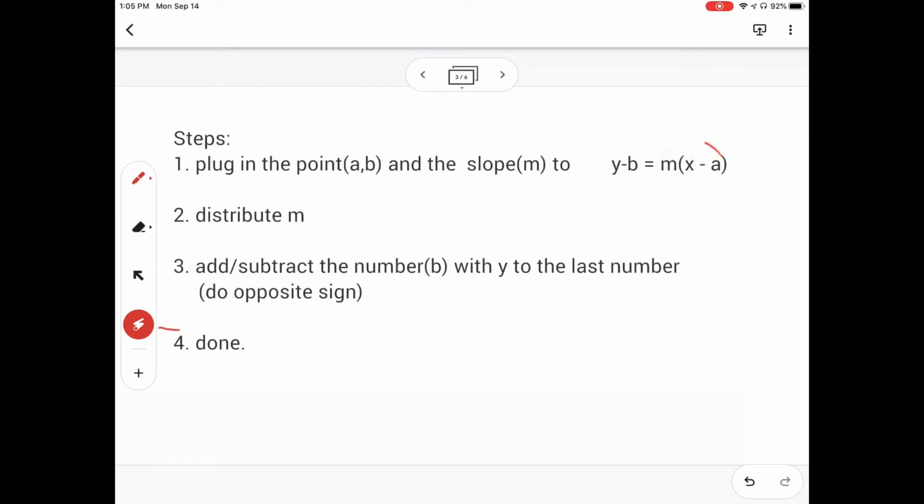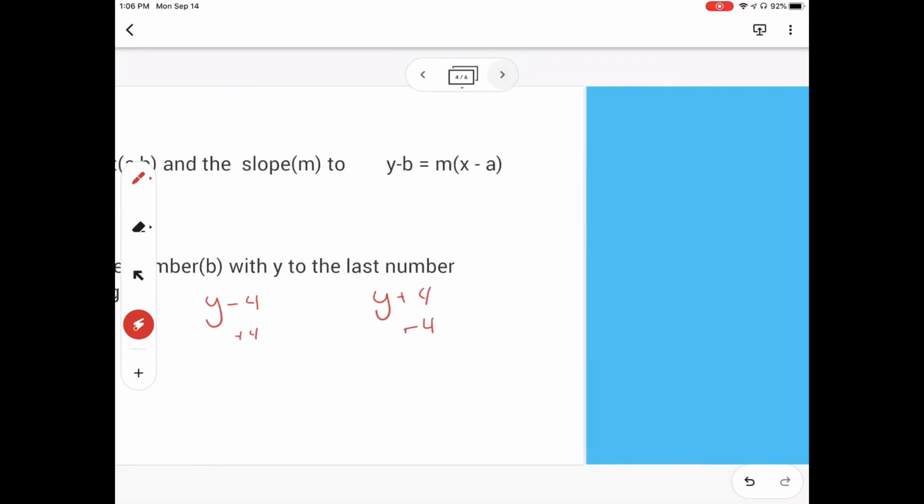Then you're going to distribute the m. Then you're either going to add or subtract the number with the y, so this number here. You're always going to do the opposite. So if your problem says y minus 4, you'll add 4. If your problem says y plus 4, you'll want to subtract 4. Always do the opposite of what you're given for that part. After that, you'll be done. So there's really 3 steps: plug it in, distribute, add or subtract.